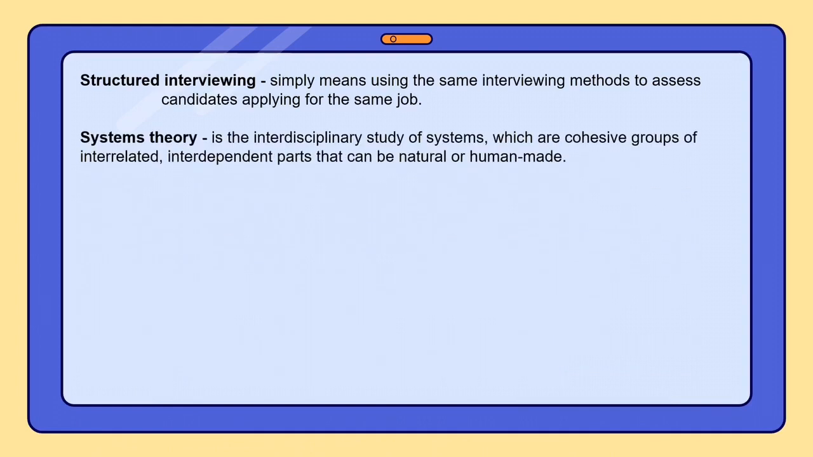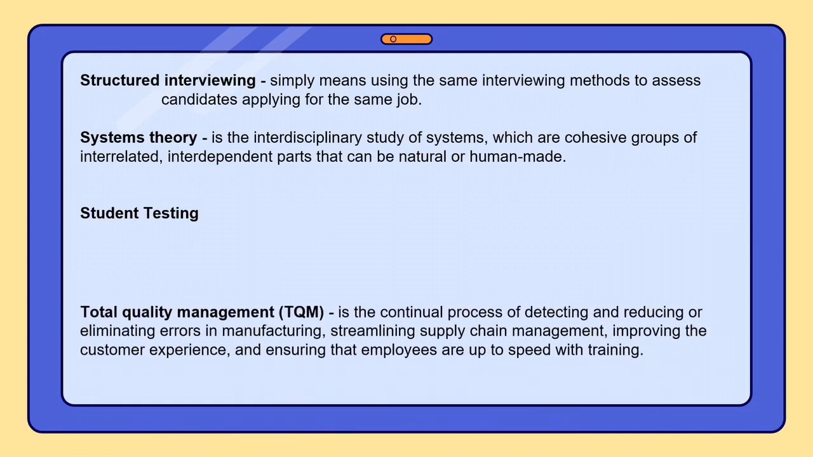Next is systems theory. Systems theory is the interdisciplinary study of systems which are cohesive groups of interrelated, interdependent parts that can be natural or human-made. So, from the word itself, system, teorya ng mga systems. So, next is student testing. So, from the word itself, student, tinetest nila yung kalidad ng isang estudyante.